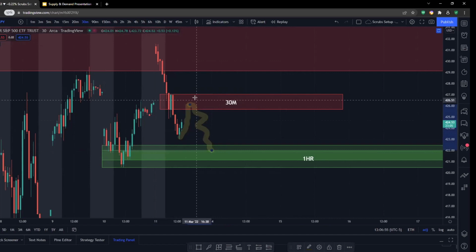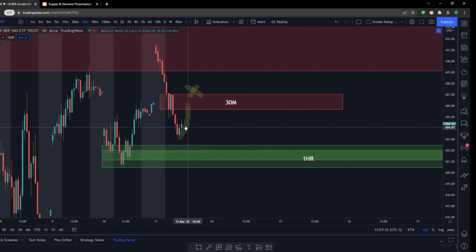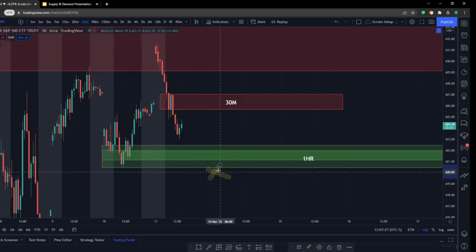The only way that this is, for my specific rule, if it comes into a supply zone, I don't look to long it until it comes above it, right? So this way, I'm only looking to short inside the supply zone unless it becomes invalidated, then I'll look to long. Same thing down here. When we come into a demand zone, I am not looking to short it. I'm looking to buy calls. The only reason I would buy puts is if we come underneath of it and it invalidates.